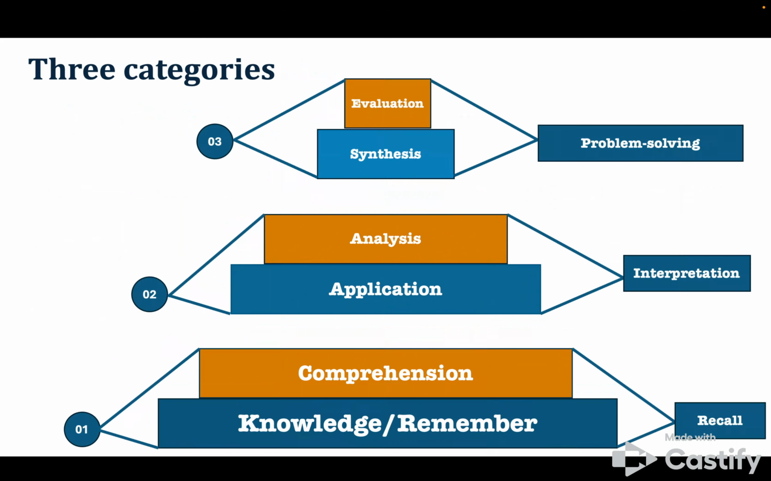The 6 levels are often grouped together into 3 categories. The first 2 levels are sometimes grouped into one category known as the recall category. The third and fourth levels are grouped into one category known as the interpretation level. And the last 2 levels are sometimes referred to as the problem-solving level. According to Bloom, learning begins with the lowest level at the bottom of the taxonomy and moves up to the higher order thinking at the top. Now, let's take a look at each individual level.